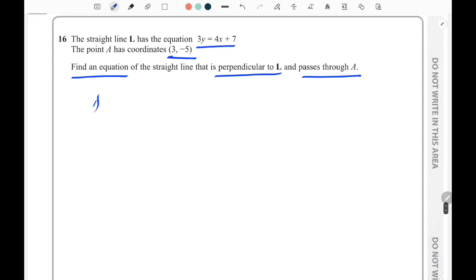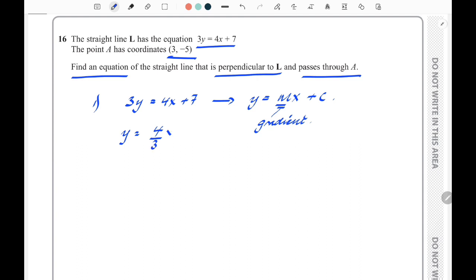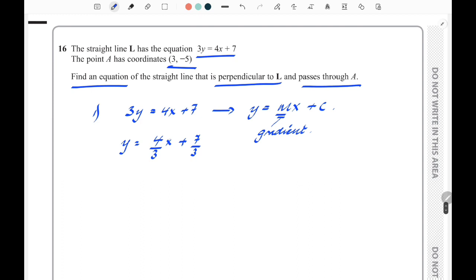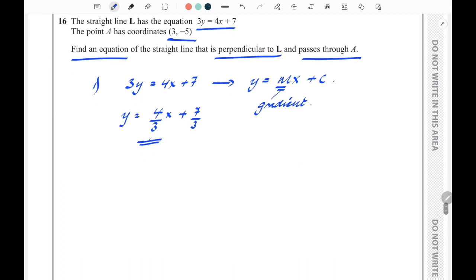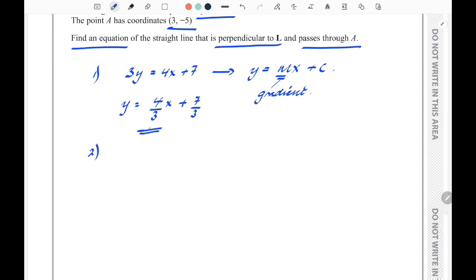So the first step, all right, is rearrange the 3y equals 4x plus 7 into a form that is y equals mx plus c. M is the gradient. Okay, that'll tell us the gradient of the line itself. Okay, all right, so rearranging, all you need to do is divide everything by 3. So you have 4 over 3 times x plus 7 over 3. So my gradient is actually the 4/3. Okay. Second bit, perpendicular gradient.